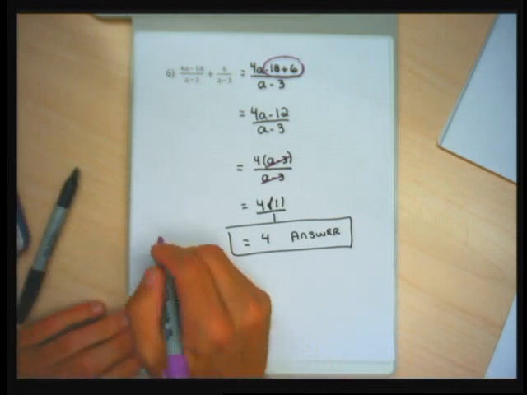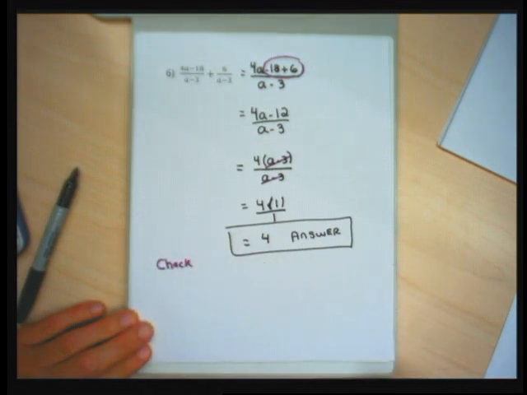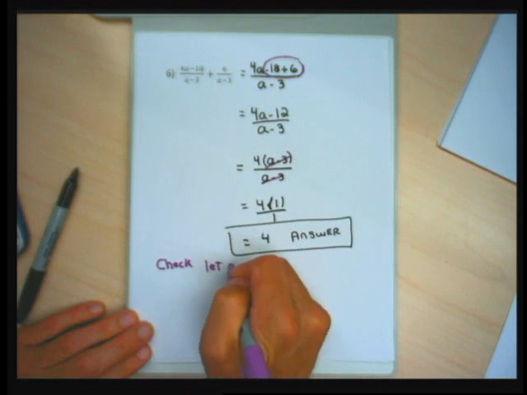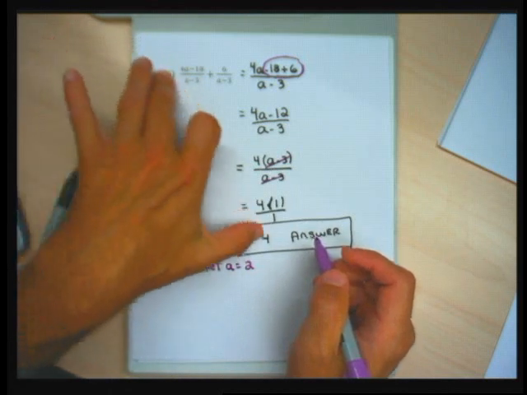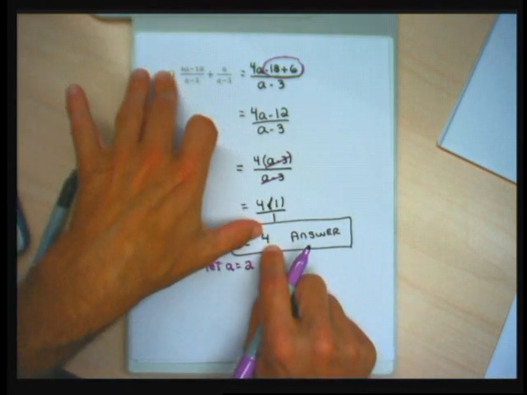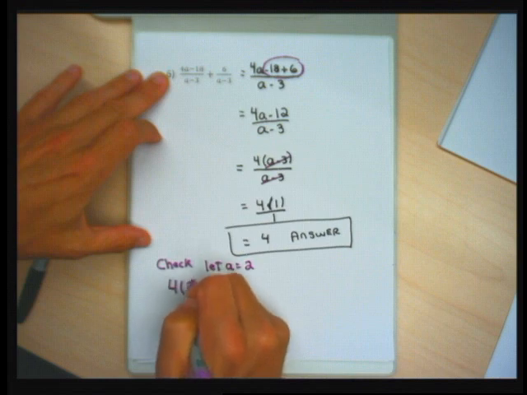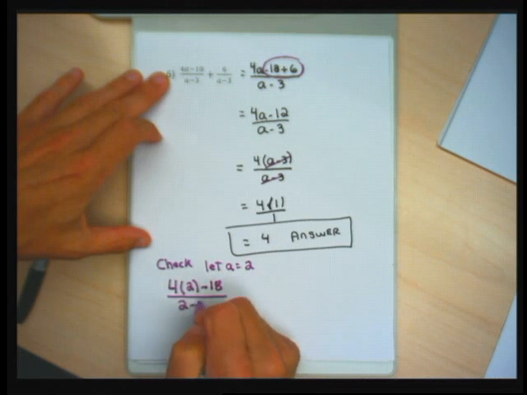Just like we did in the last couple sections, we can check. We can check by taking any number that doesn't make a denominator 0 and plugging it in for the letter. So I like using 2, so I'm going to let a equal 2. I'd like to plug that 2 into my original problem and my answer. There's no room for plugging a 2 into my answer. Since there's no letter in my answer, this tells me that when I plug a 2 in for a into the original problem, it better reduce to 4.